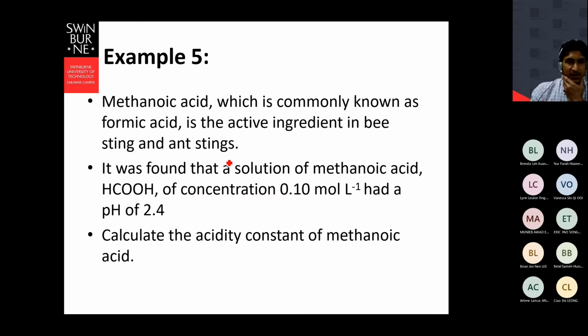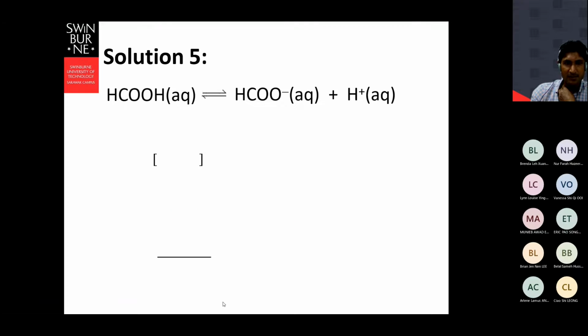It was found that the solution of methanoic acid with a concentration of 0.1 molar had a pH of 2.4. We know the concentration of the solution of the acid, and we know the pH. So from the pH, we can find the hydronium ion concentration, H3O plus. How? It is the antilog of pH 2.4, 10 power negative 2.4. So from there, we'll find the hydronium ion concentration.